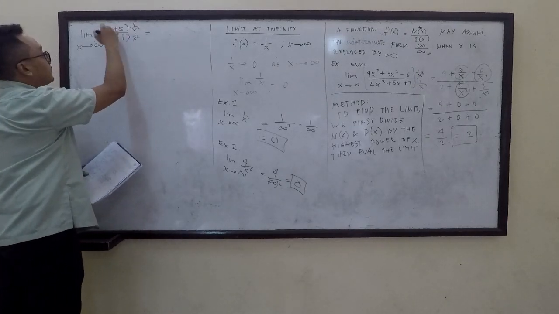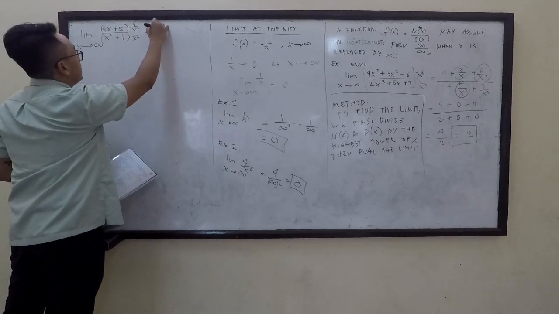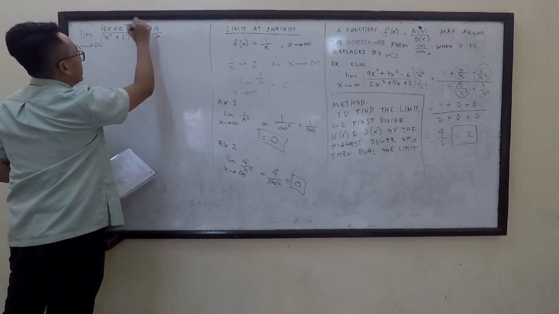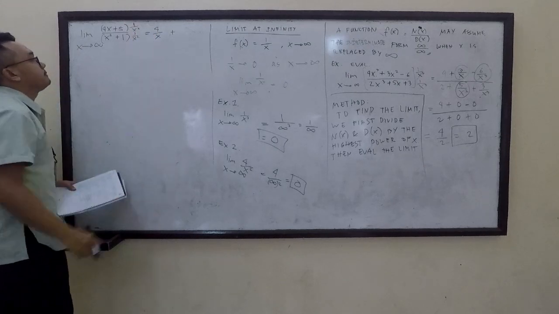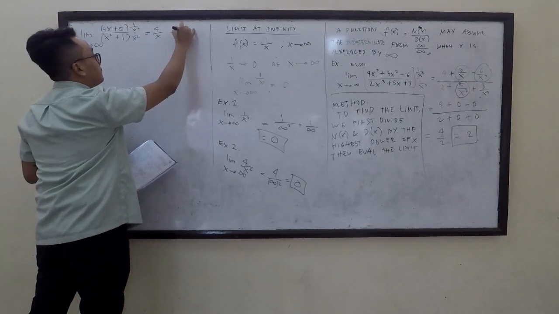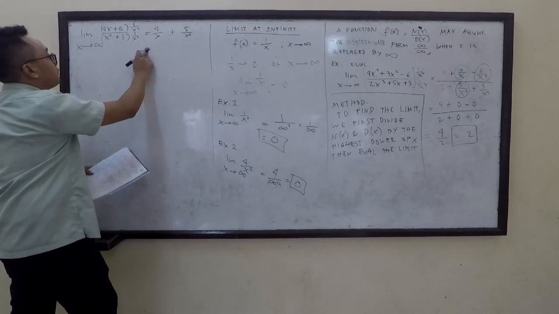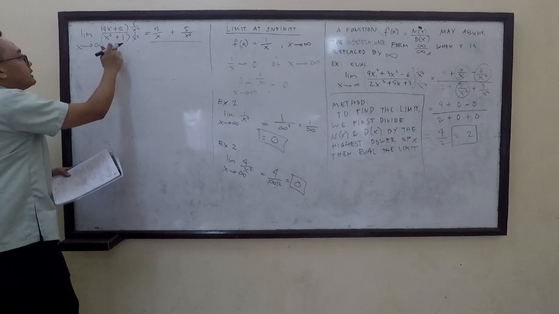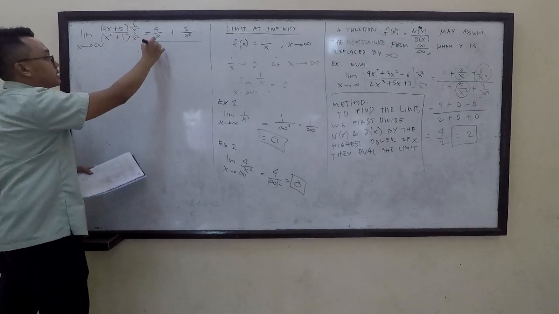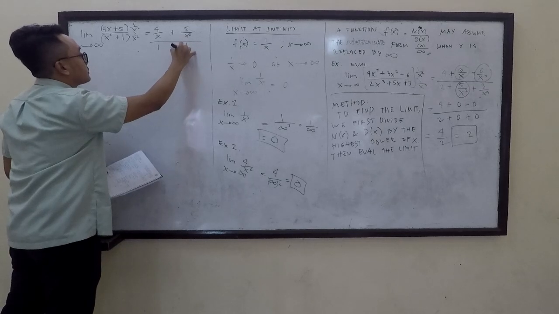Okay, so 4x multiplied by 1 over x squared is just 4 over x. Then plus 5 divided by x squared is just 5 over x squared. Then this is equal to, over: x squared divided by x squared is 1, plus 1 over x squared is just 1 over x squared.